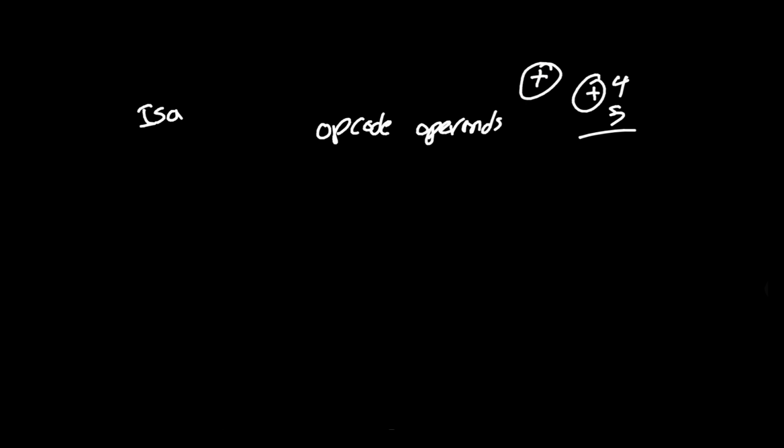We know that every CPU can execute a set of instructions, which we call the ISA of that CPU. The format of each instruction is like this: you have an opcode and operands. But what are these things? For example, if I say 4 plus 5, plus is the opcode. This sign is the code that means I want the addition to be executed on the operands 4 and 5.